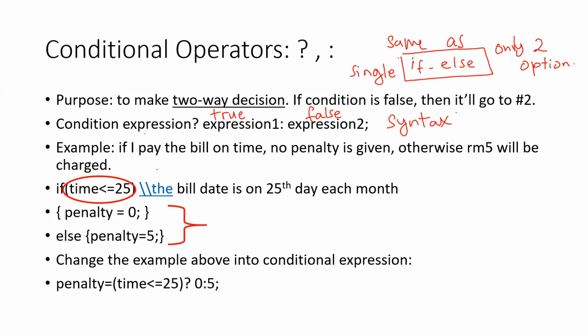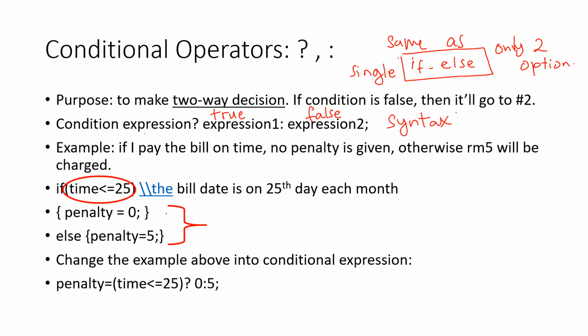For example, if I pay the bill on time, no penalty is given. Otherwise, 5 ringgit will be charged. An example of this is, if time is less than 25, meaning that the bill date is on the 25th day of each month, then my penalty is 0, so there's no penalty. Otherwise, I will be charged 5 ringgit. Okay, so I'm using a simplified version.